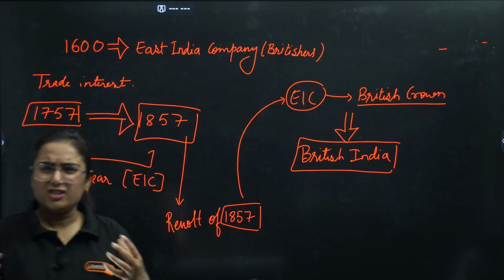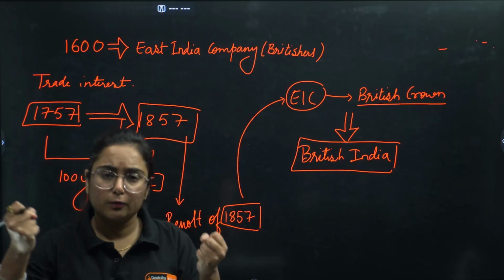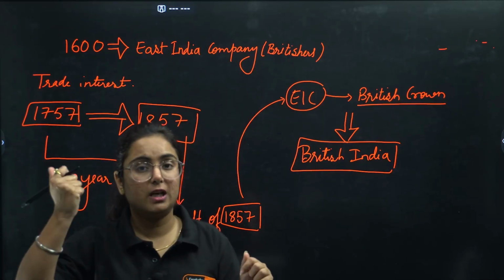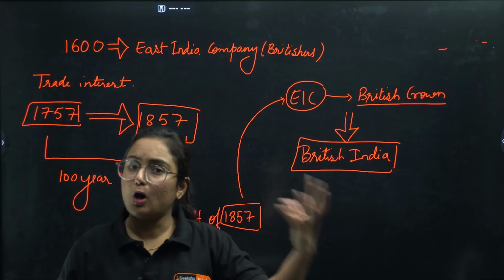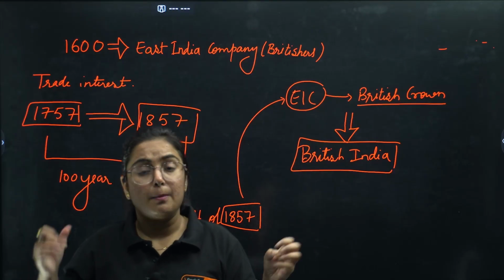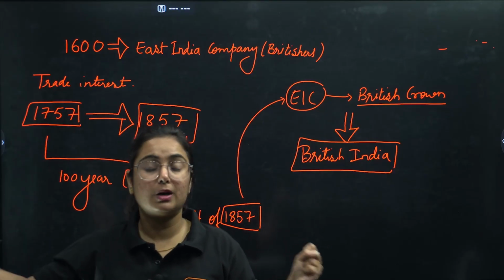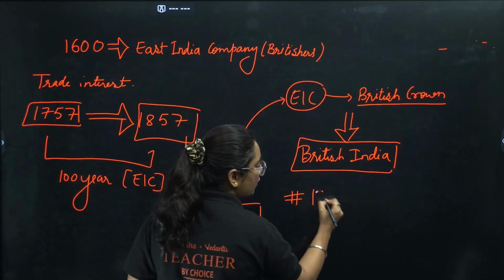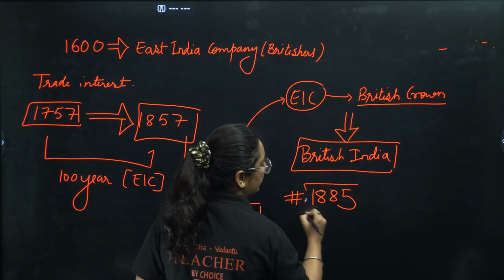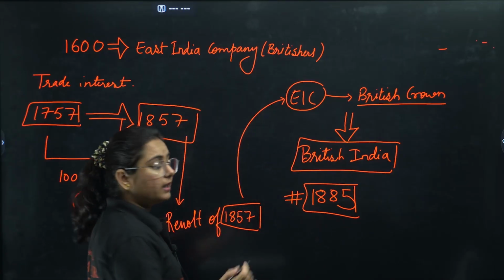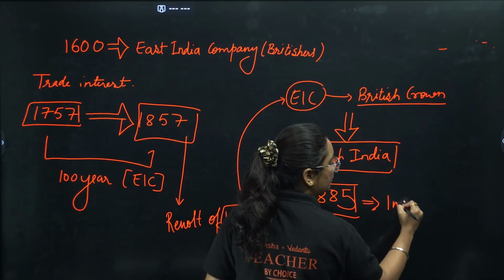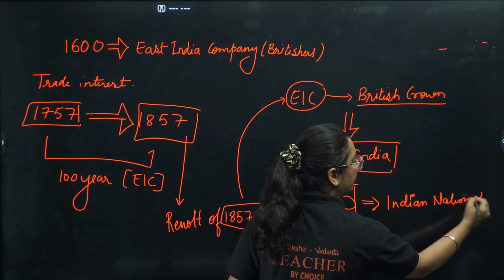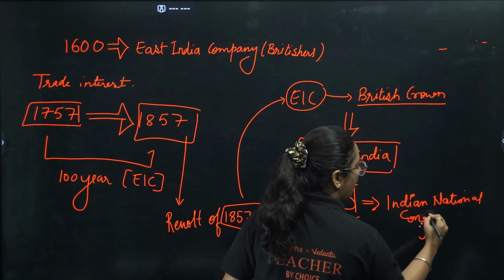Initially there were many organizations, but they were local in nature. For example, Pune Sarvajanik Sabha, a political organization belonging to Maharashtra, and Bengal Sabha belonging to Bengal. But later on, one party was formed in the year 1885, that is popularly known as Indian National Congress. Got my point? Indian National Congress.